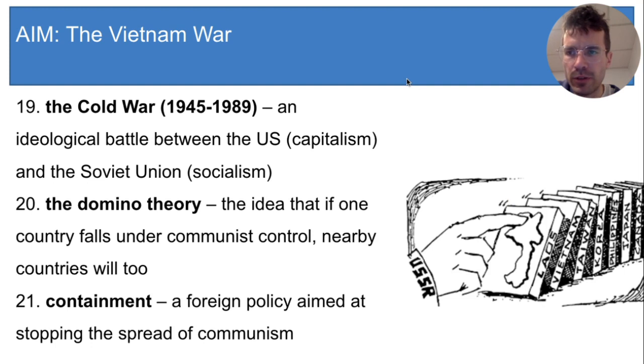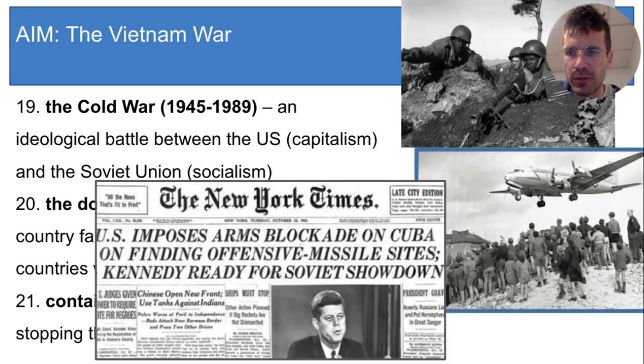And you also learned earlier about the domino theory and containment, the idea that the US needed to interfere in countries around the world in order to stop the spread of communism. In the last unit, you saw how the US got involved in Korea with the Korean War, and in Germany with the Berlin Airlift, and in Cuba with the Cuban Missile Crisis. And then in the 1960s, the US got involved in another country that was threatened by communism, and that country was Vietnam.